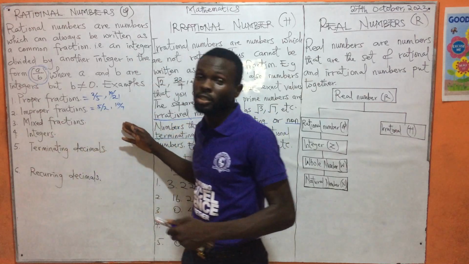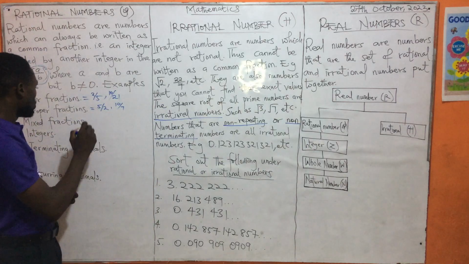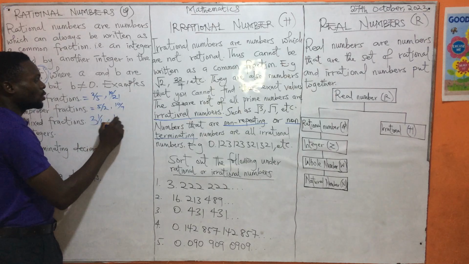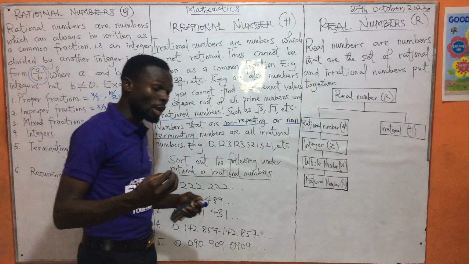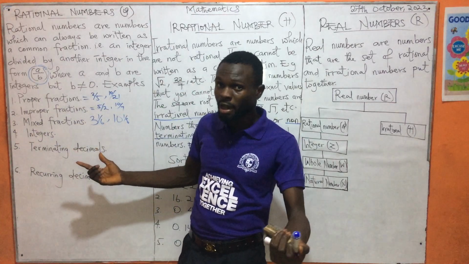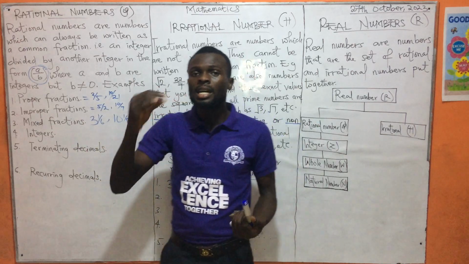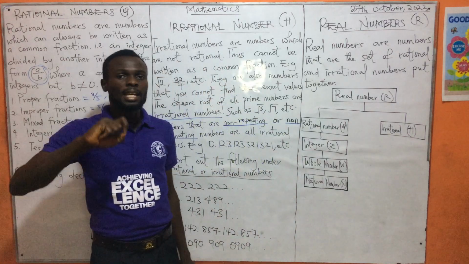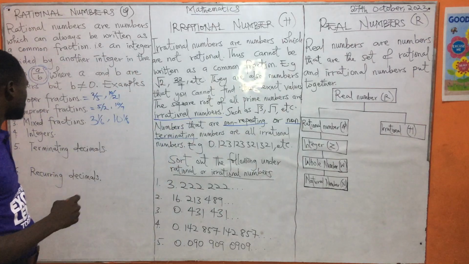Then we have mixed fractions. That is a fraction with a whole number and a fractional part. So if I have 3 whole number 1 over 6, or 10 whole number 1 over 8, it is also a what? A rational number. You can change this into a decimal. So once a number can be written in a common fraction form, or can take the format of a common fraction, then that number is a rational number.